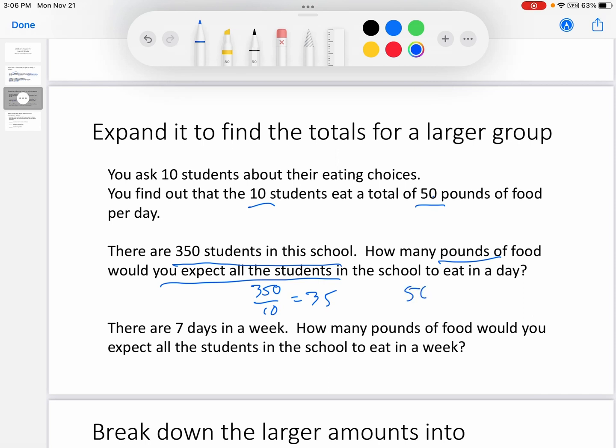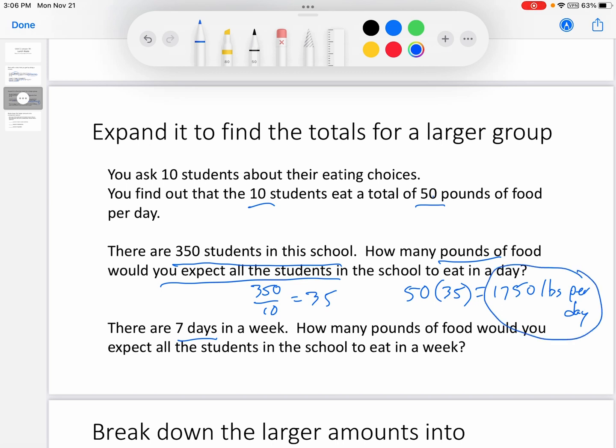So what is 50 times 35? Well, let me get out my calculator and do that. 35 times 50 is 1,750 pounds per day. Now, there are 7 days in a week. One day is this amount.